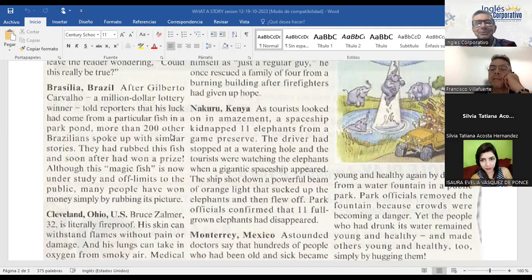Isaura, Nakuru, Kenya. Nakuru, Kenya. Tourists looked on in amazement as a spaceship kidnapped 11 elephants from a game preserve. The driver had stopped at a watering hole and the tourists were washing the elephants when a gigantic spaceship appeared. The ship shot down a powerful beam of orange light that sucked up the elephants and flew off. Park officials confirmed that 11 full-grown elephants had disappeared.